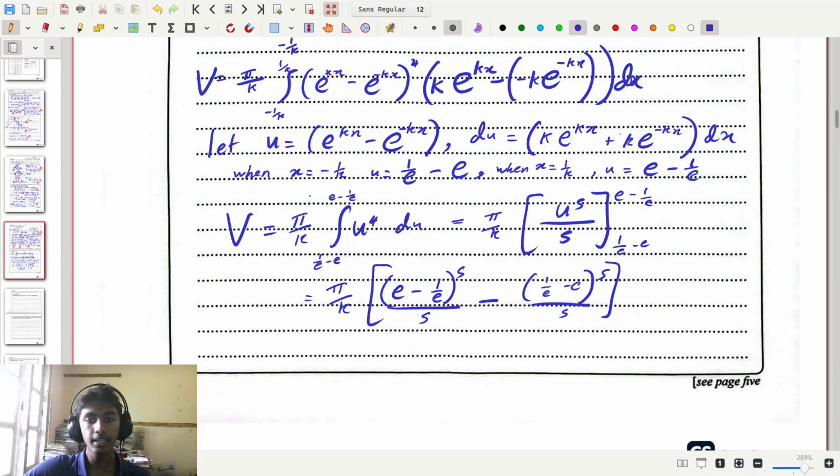Now we can see, since this power is odd, multiplying by negative 1 is going to be the same as just swapping these two around. And when we swap the two around, we can see this is exactly identical to this e minus 1 divided by e to the power of 5 that we have here. So we can see therefore that this is equal to pi divided by k times double this bit, which is e minus 1 divided by e to the power of 5 divided by 5.